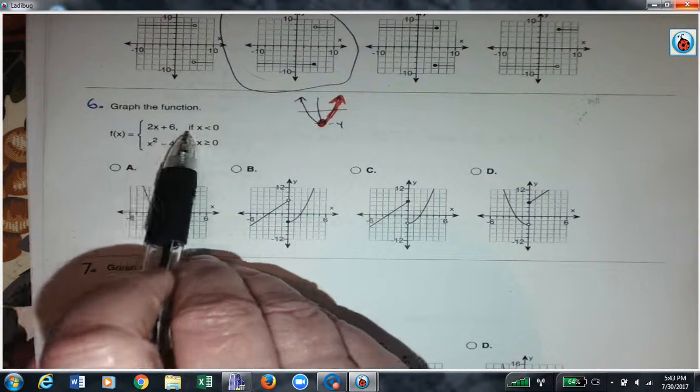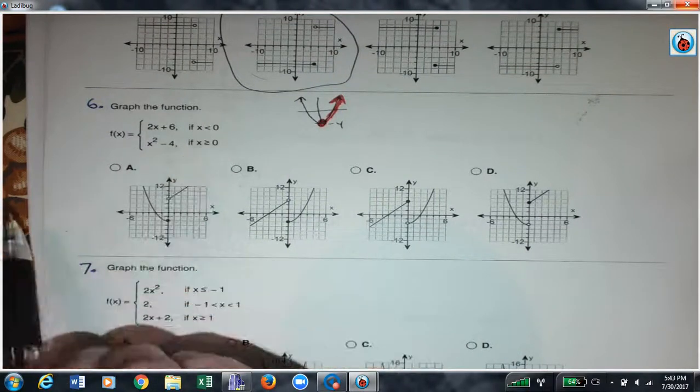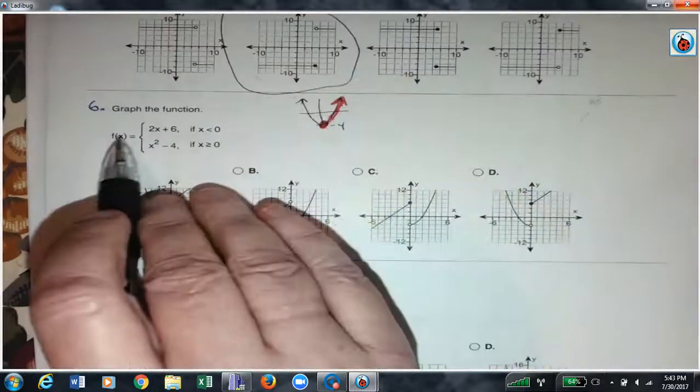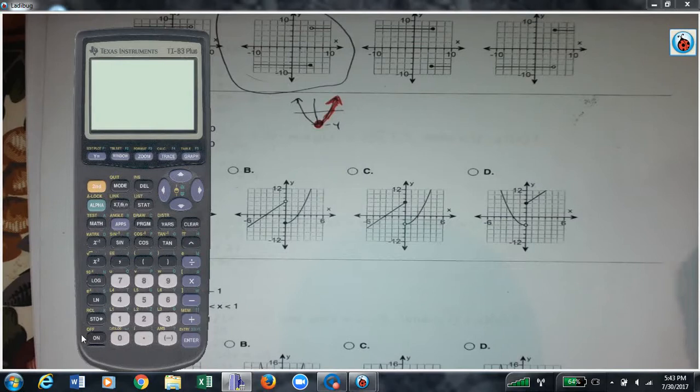That's going to be a line, and I only want that line when x is strictly less than 0. And the line 2x plus 6, there's the line 2x plus 6. I only want that line when x is less than 0. So let me put that down here.